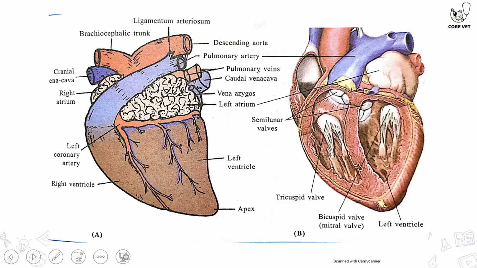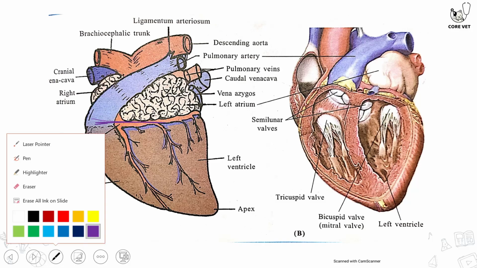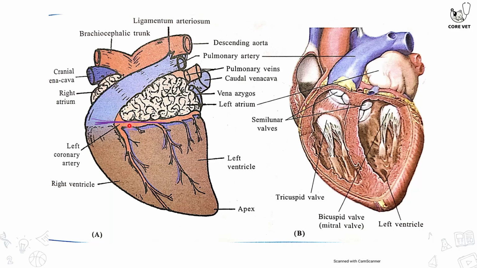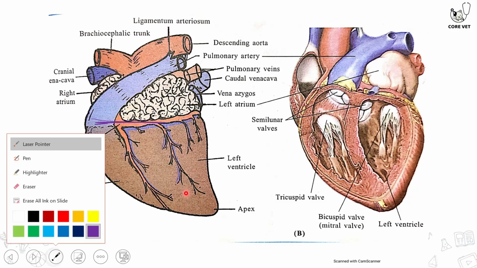So let me show you in the diagram how it looks. This is the coronary groove. These are the longitudinal grooves. The coronary groove accommodates the coronary arteries that originate from the aorta. So these are the coronary arteries that are traveling in the coronary grooves. So that was the part I had to discuss.